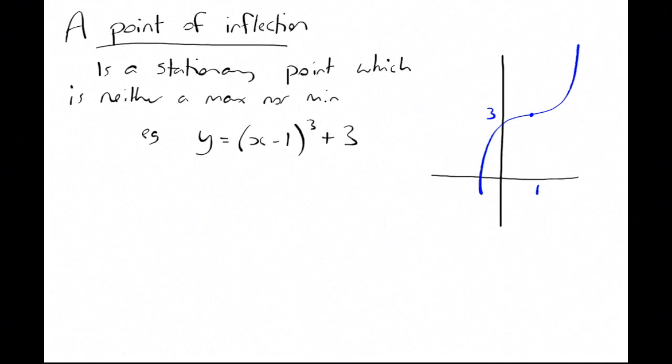They're not the only points of inflection. You can have points of inflection that don't have a gradient of 0, but having a gradient of 0 doesn't necessarily mean it's a maximum or a minimum.